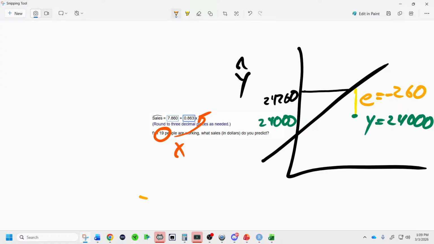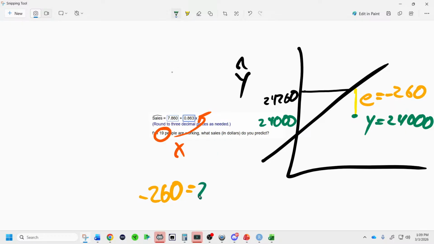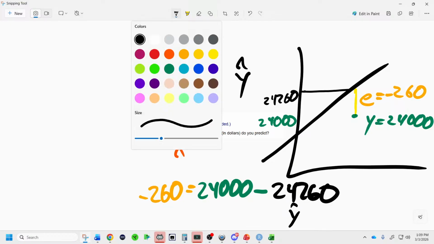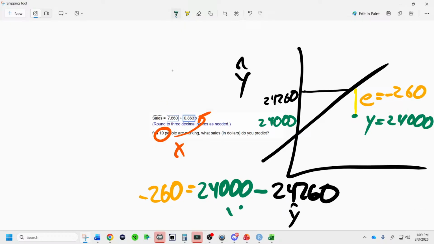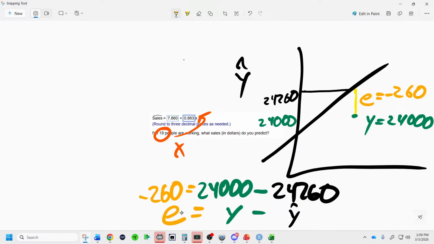And this can be found that negative 260 is equal to the actual, which the actual is 24,000, minus the predicted, 24,260. So residual equals actual minus predicted. If we rewrite it out down here in its actual notation, actual minus predicted. There it is. Residual equals actual minus predicted is the equation.